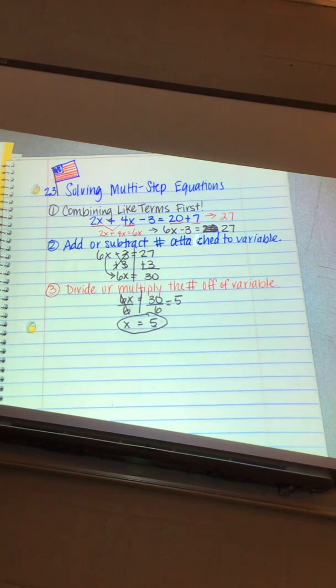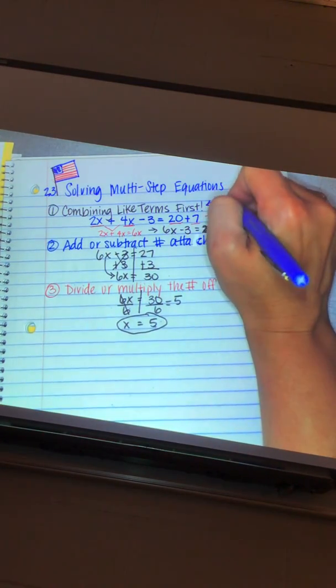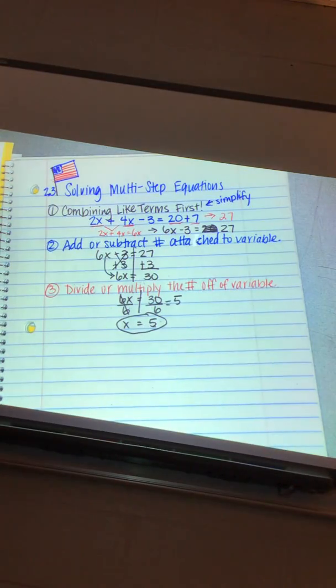Now, what you're going to see though is that you're going to need to be combining those like terms. You're going to be looking for that first. So sometimes people might call that simplifying. So if you ever see simplify, then solve, that's what they're talking about. Combining those like terms. All right? So let me give you some examples. Let's do a few examples.